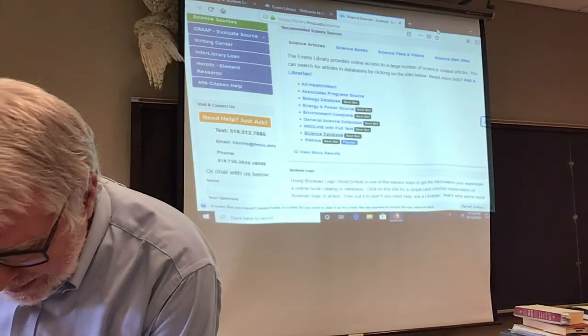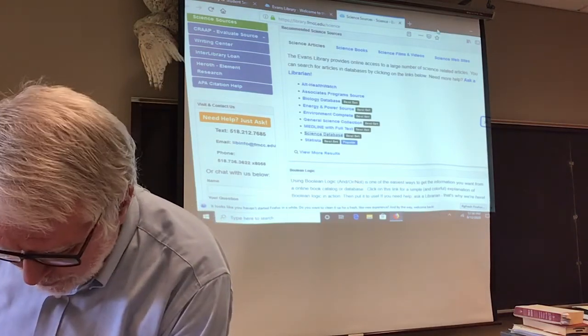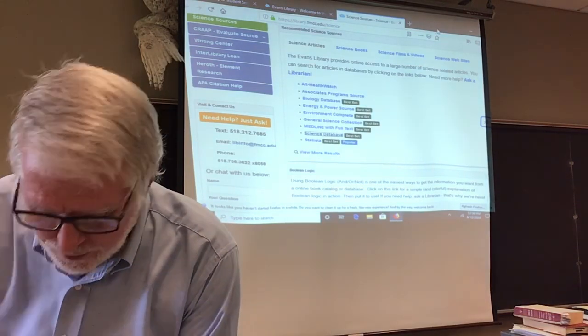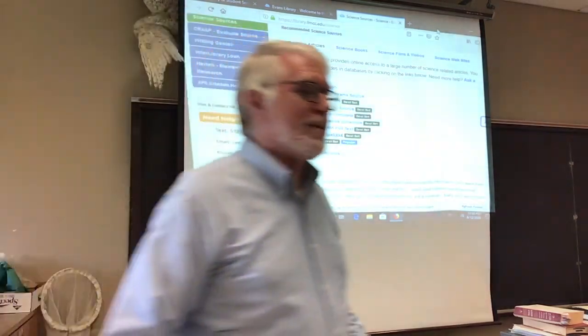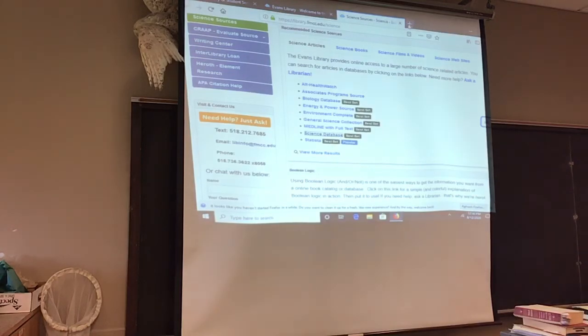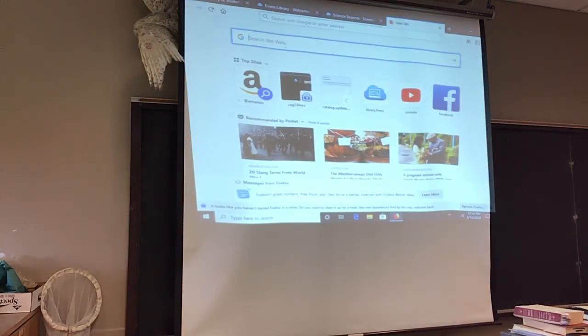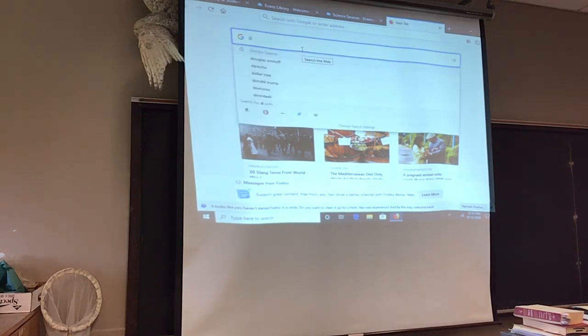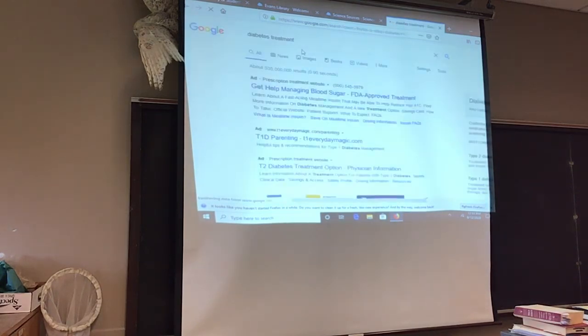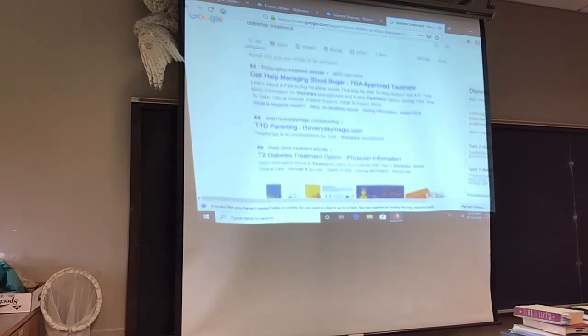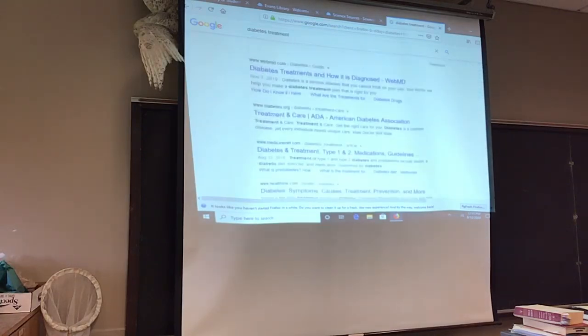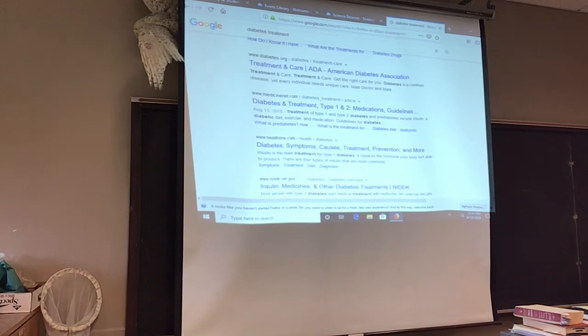Okay, the next thing is you're doing 4 art abstracts through the semester. Only 2 of them are from print articles. 2 of them are from websites. So if I go to Google here, and okay, I'll put in diabetes treatment. You get ads. The first couple I wouldn't trust. This one is from the American Diabetes Association.